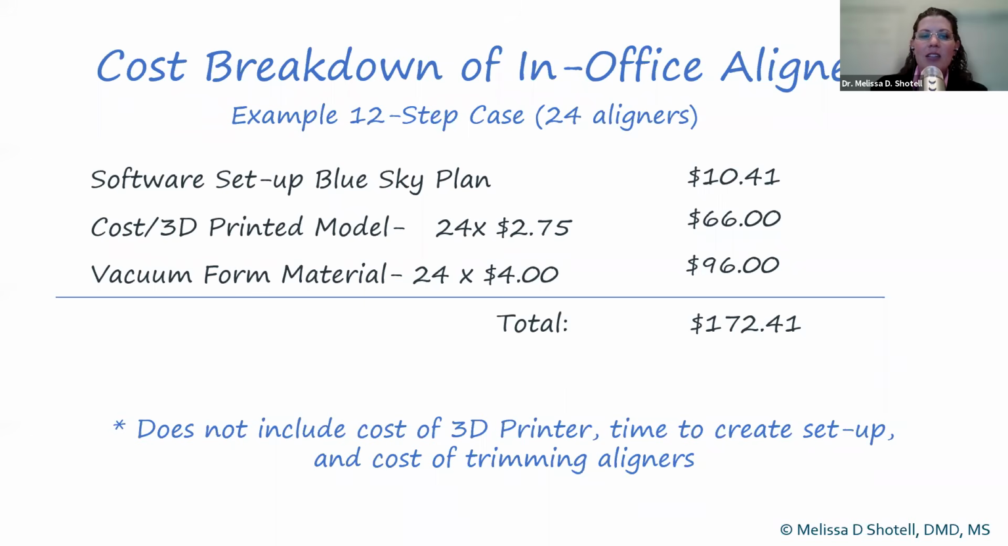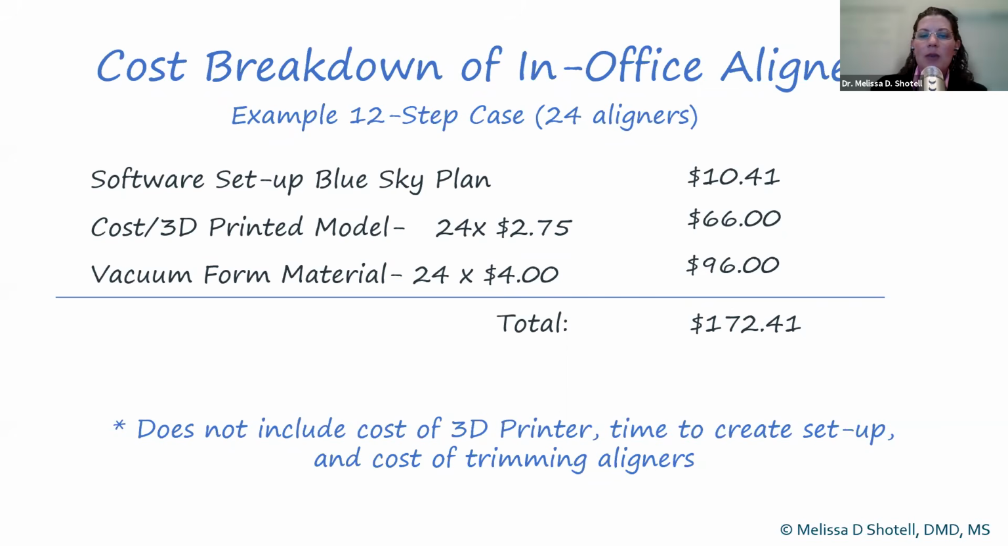If I look at the cost of 3D printing my models, now I do own 4 3D printers. So I looked at the cost breakdown on this based on my Formlabs and my model resin, looking at an average size model. So the typical cost is going to be approximately $2 to $4 with that particular printer in my office. So if I estimated $2.75 times the 24 models, I would be looking at $66 in model cost.